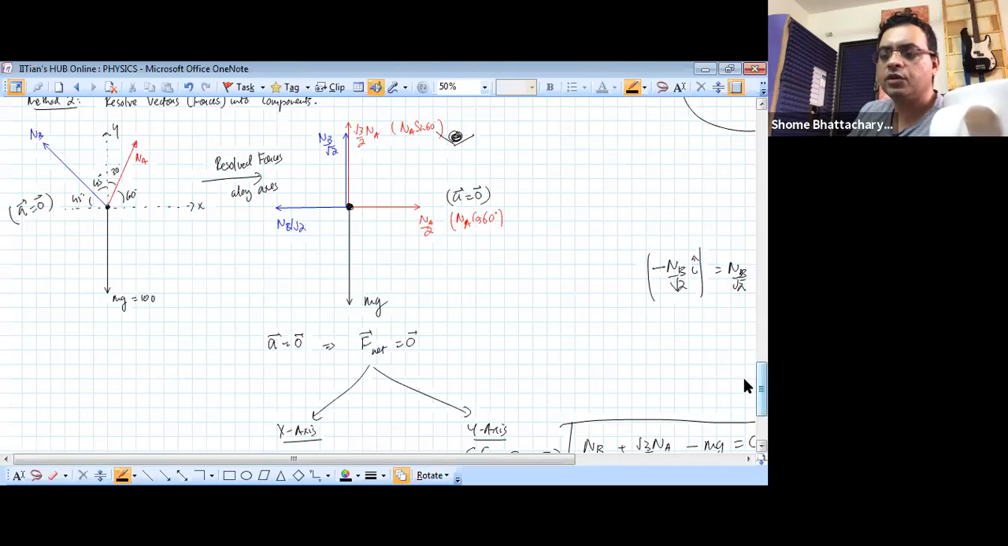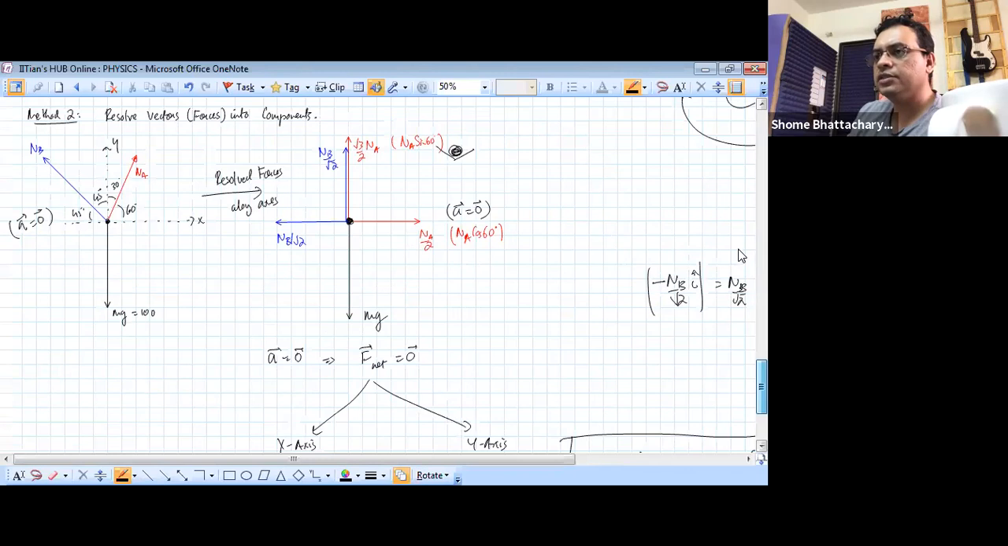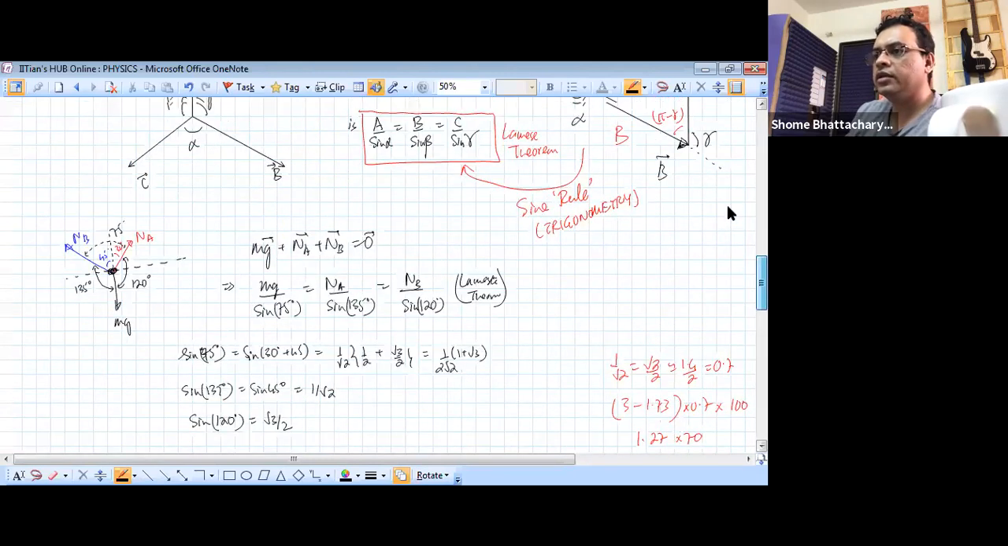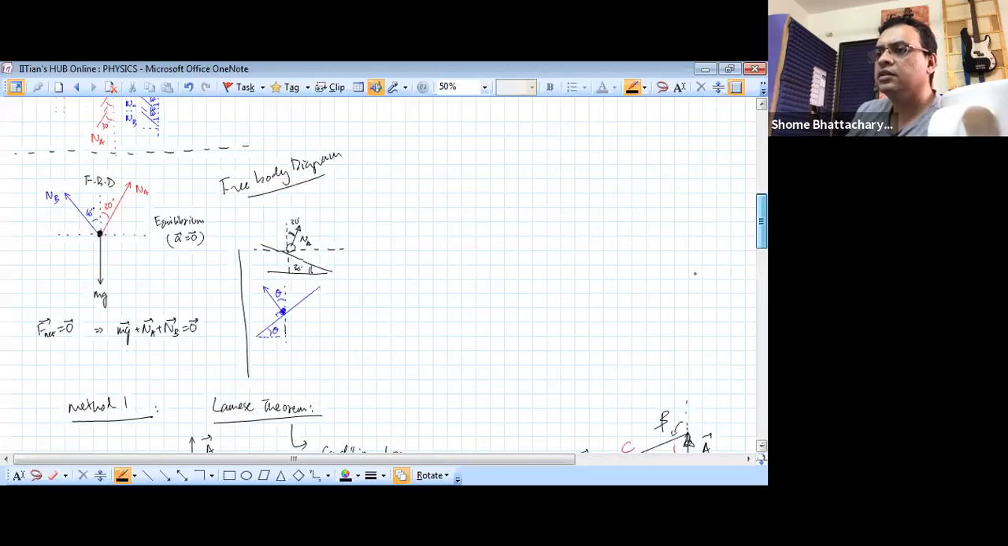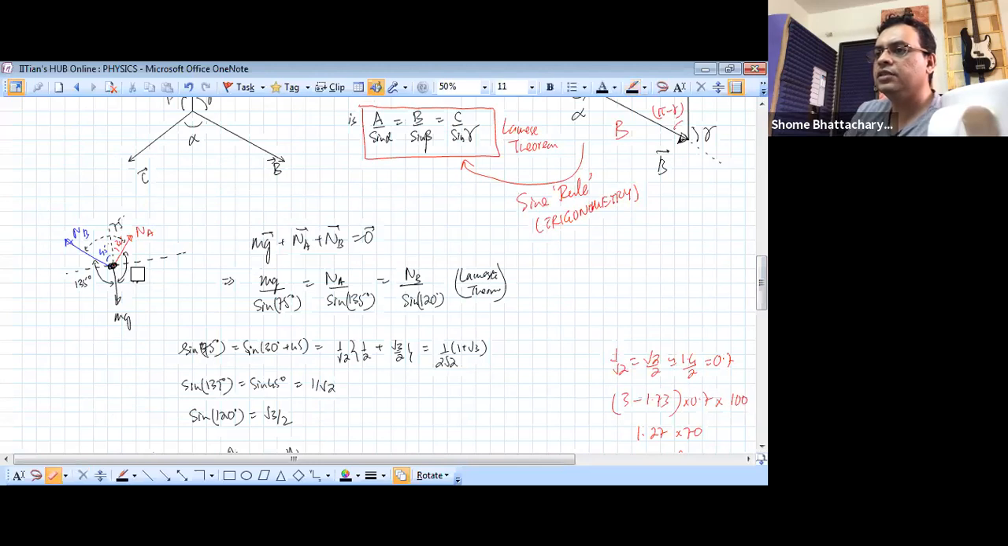Which one is 120 beta? 150? No. Achha, it should be 150. Yeah, just let me check one moment. Correct. Okay, people, there's a correction here. This angle is not 120. This angle is 150. Please make a correction here. I'm making the correction in a different color so that you can see. This angle in the Lami's theorem method should be 150 degrees.